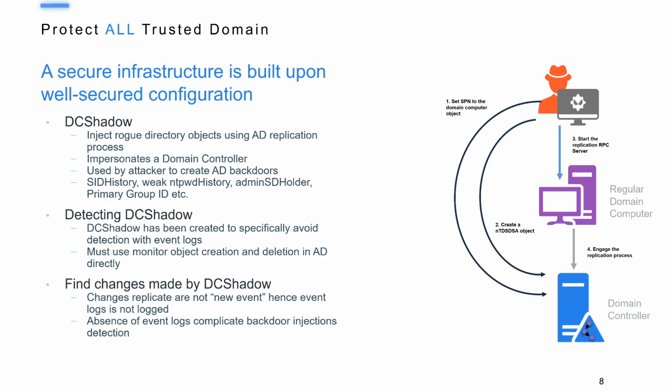Now, DC Shadow is using the AD replication process to inject information into the legitimate domain controller. Because this change does not originate from the legitimate domain controller, it doesn't keep an event log. So the only way to find out the changes made on this domain environment is to actually monitor the domain 24/7 and to find a differential between a previous value and an after value, so that we can define what has been changed in the Active Directory. This is because replicated changes are not new events, hence they are not logged. You can find out more about DC Shadow online. It's a very well-researched topic.